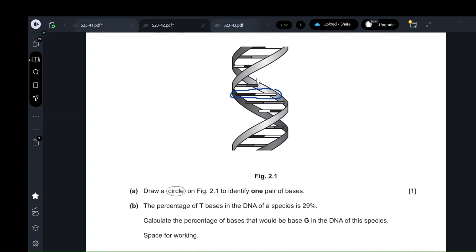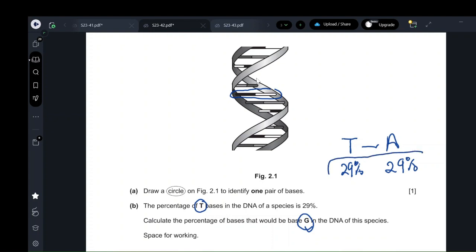The percentage of T in the DNA of a species is 29. Well, this question usually comes in paper 2. Here he got it in paper 4. Let's see. The percentage of T is 29. What is the percentage of G? How am I going to do this? We know that T binds to A. So if T is 29%, it should be equal to A, which is 29% too.